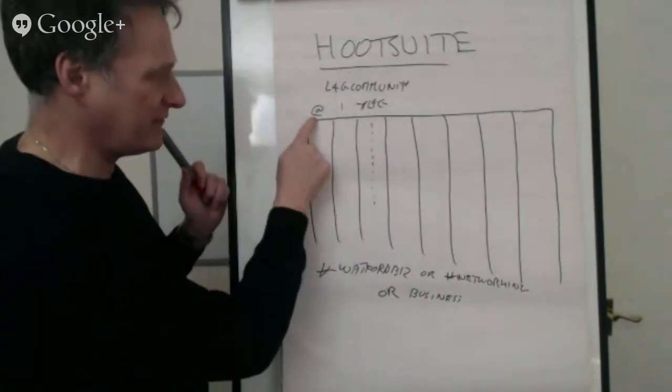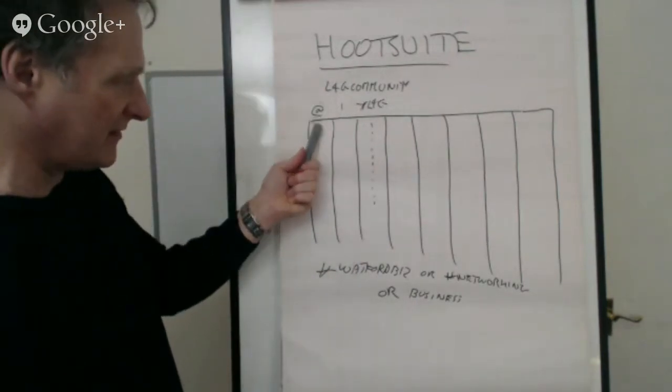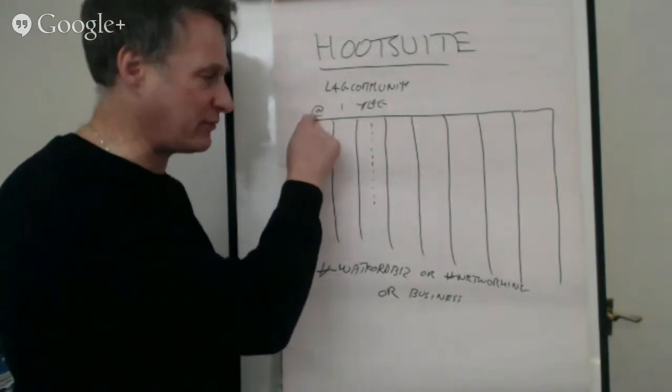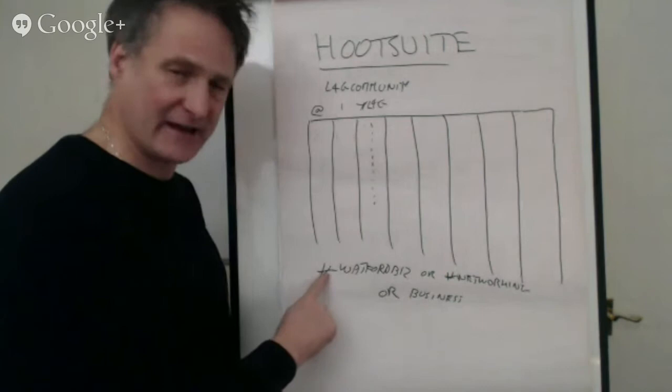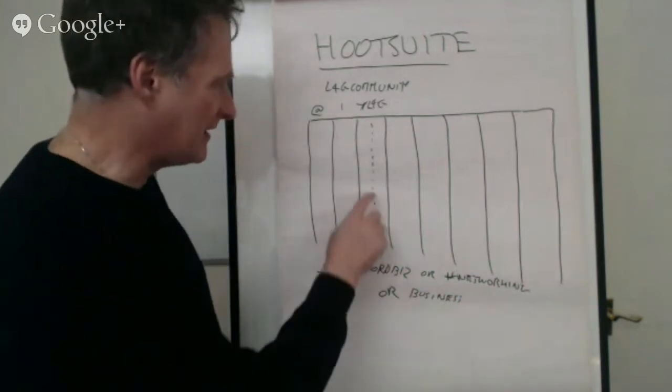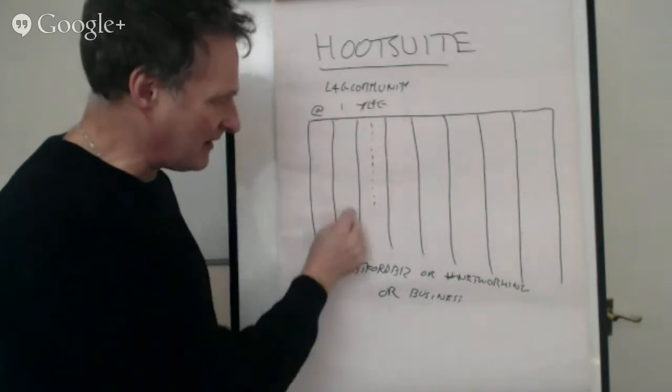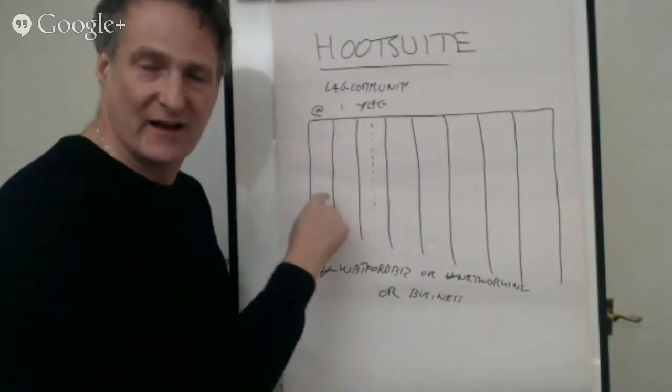So what I've got on my first one, I've got everybody that's mentioning at my app mentions. So anybody that's mentioned me in a tweet, I'm getting that in this column. I can respond to it immediately. The second column has got my L4G community in it, all right? So that's really powerful. Everybody in Link for Growth that's talking, I can reply to them.